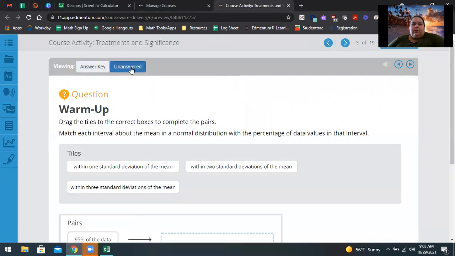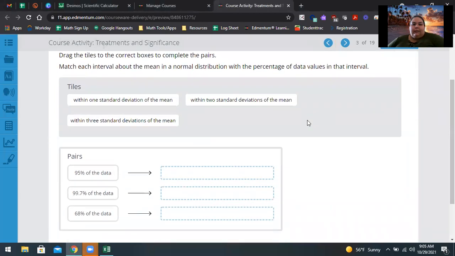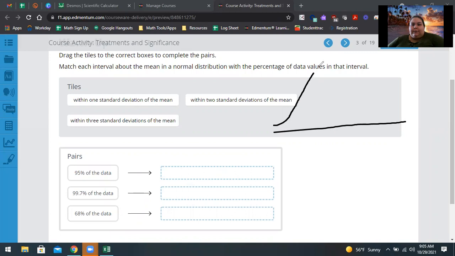So remember when we went over standard deviations within a normal curve? We're going to go ahead and take a look. This should be a little bit of a review for you already. But here we have the bell-shaped curve.